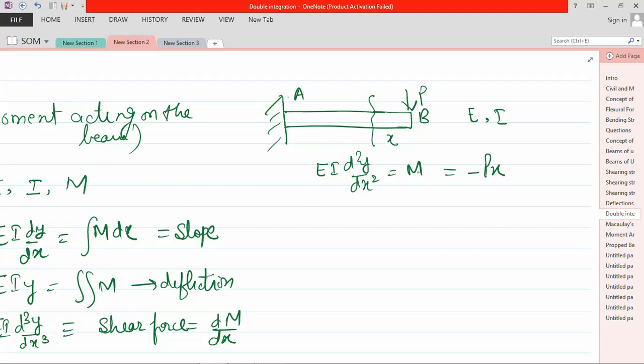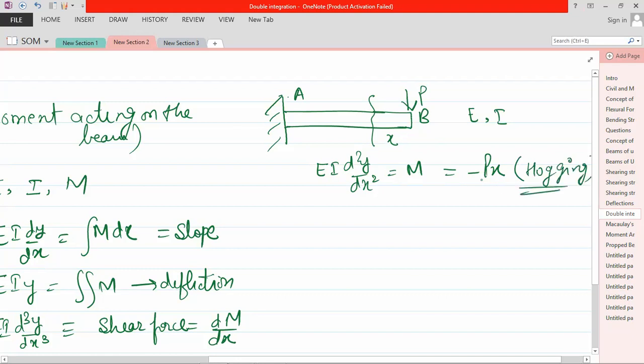So this minus sign is coming because of the clockwise. Whenever there is a hogging condition, you need to take it minus. Whenever there is a sagging condition, please take it plus. So this P load is trying to bend it in the downward direction, and it is acting clockwise. So take it minus Px, and as you can also see, the anti-clockwise moment is taken as positive.